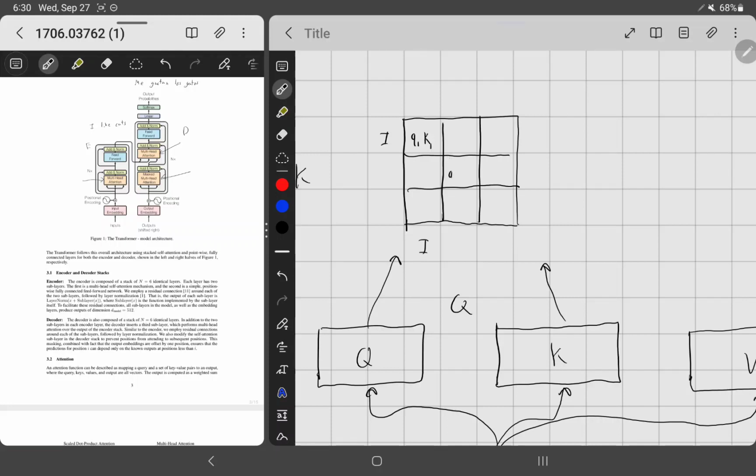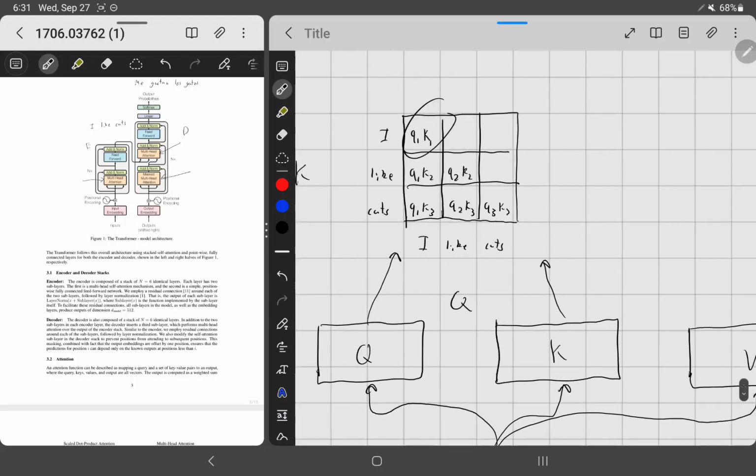I'll just write out a few more. So this will be Q2, K2, and this will be Q3, K3. So this is "cats". And this would be Q1, K2, and Q1, K3, and this is Q2, K3. And then you have this upper triangular, which we'll get to in a sec.